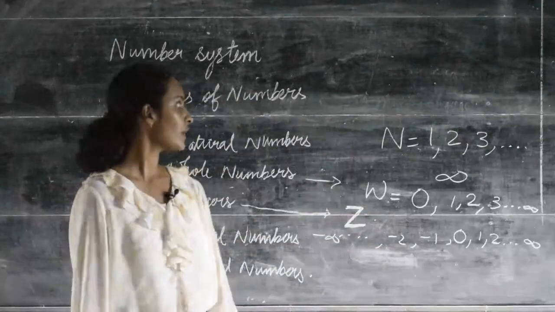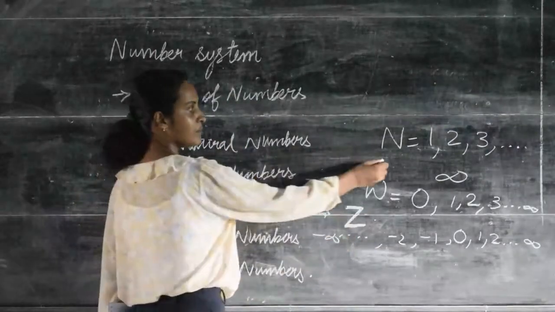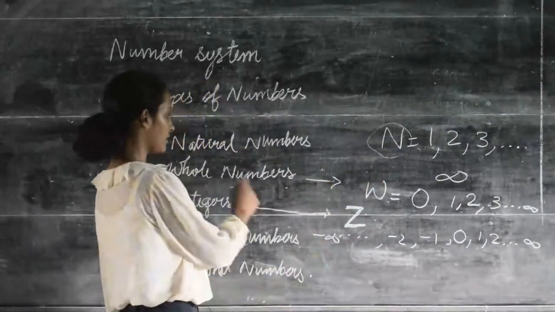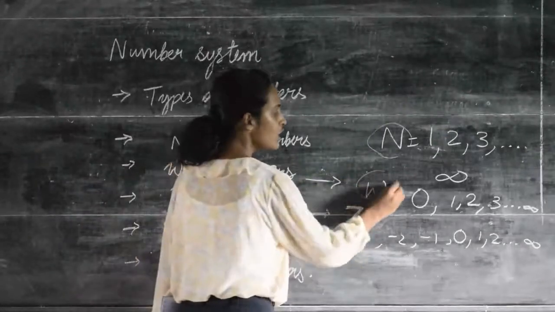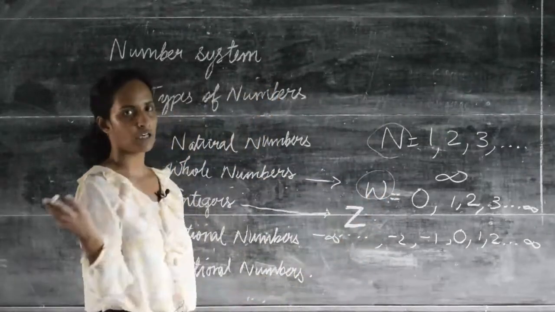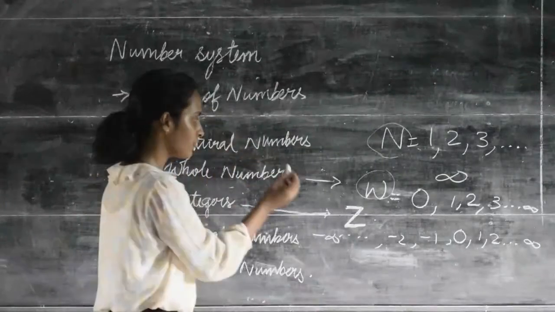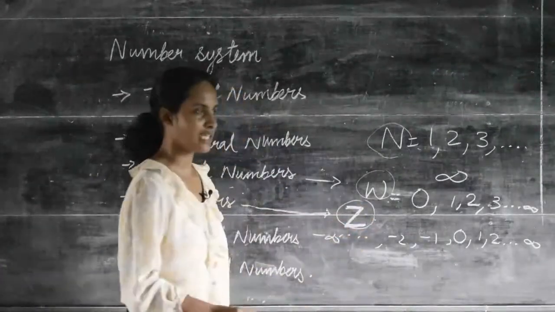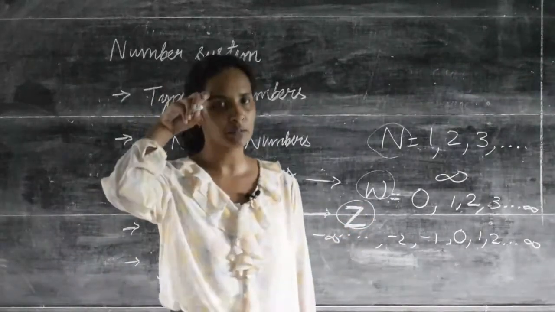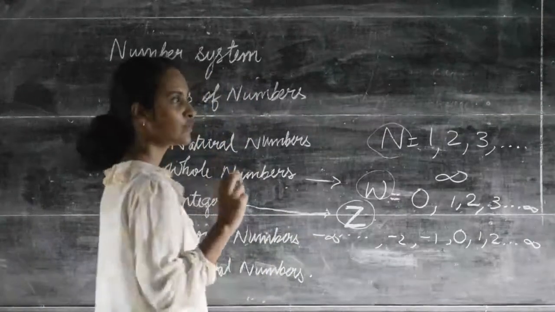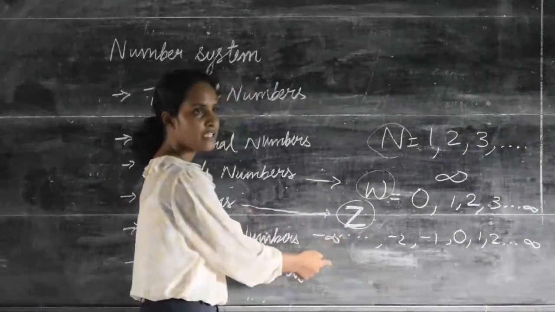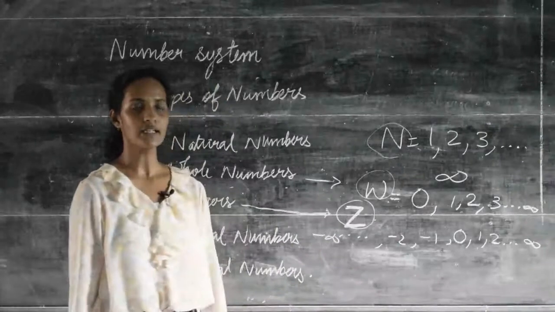Now why do we use Z? Here in natural numbers, the first letter was N, so we used N. Here in whole numbers, we used W. So for your additional information, this is not part of your chapter. Z comes from the word zählen, okay? Zählen, which in German means to count. So that's where Z comes from. Anyway, integers are represented by the capital letter Z, alright?